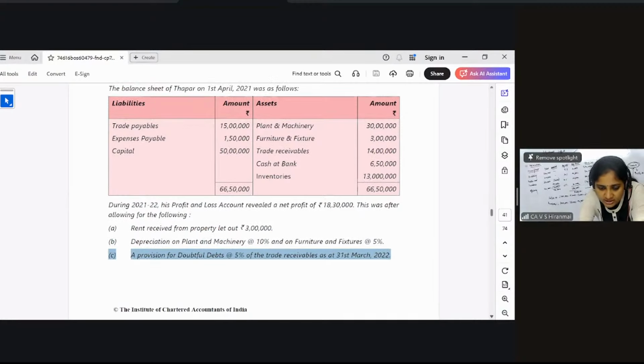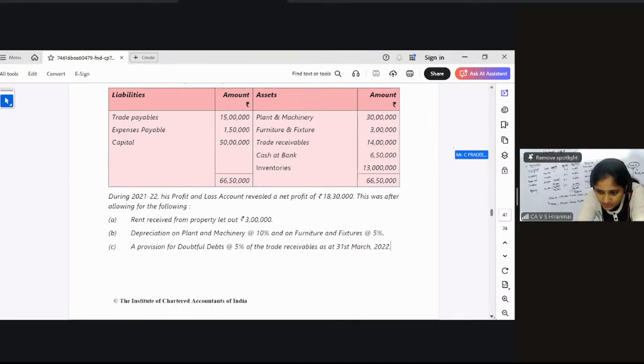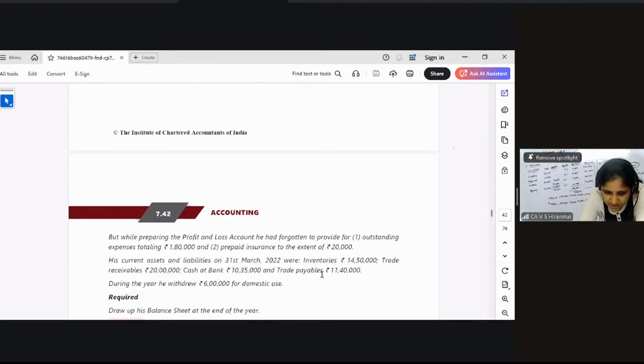Okay. Now what are they saying? If you come down a little bit, they are saying, but while preparing profit and loss account, he forgot to provide for outstanding expenses and prepaid insurance to the extent of 20,000. His current assets and current liabilities are so and so, and he has withdrawn. Now just prepare the balance sheet.